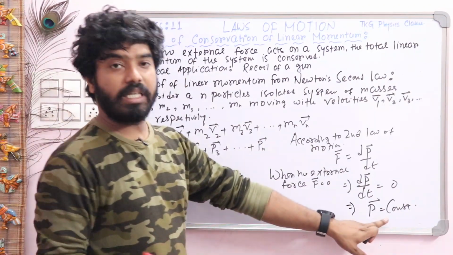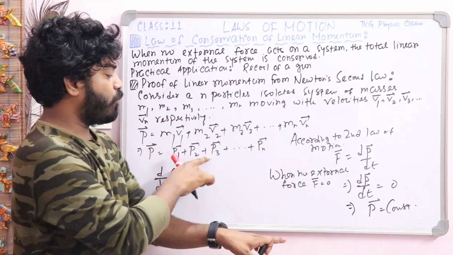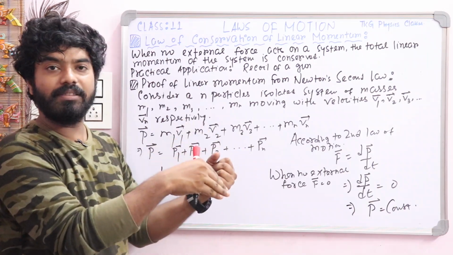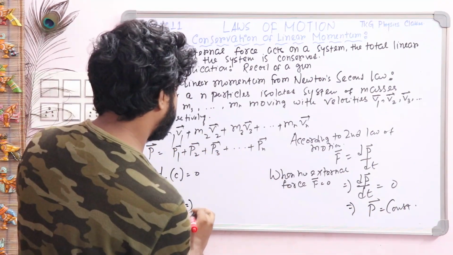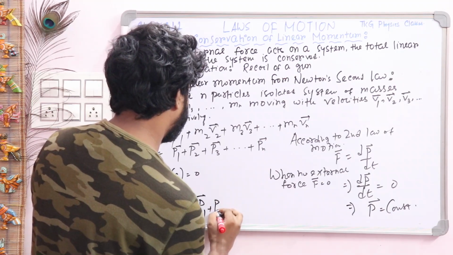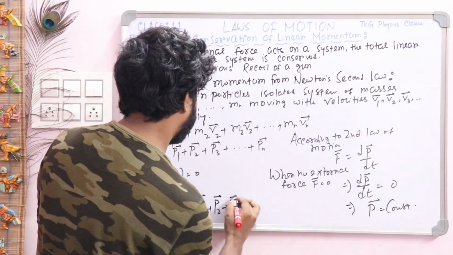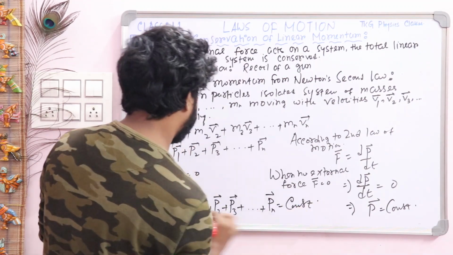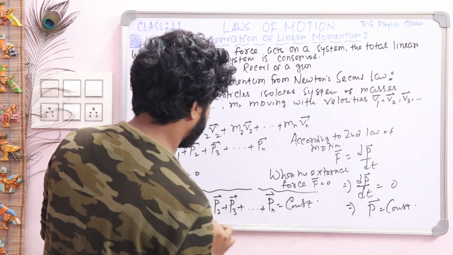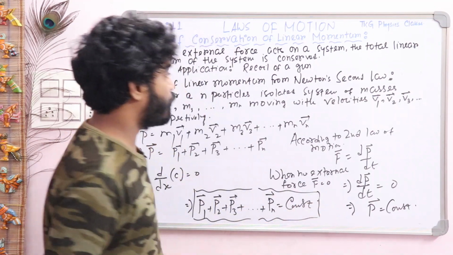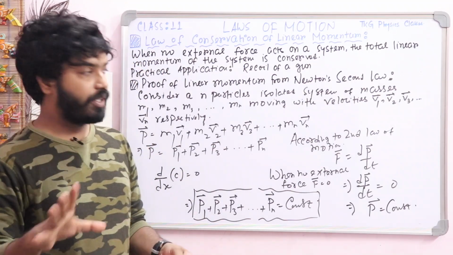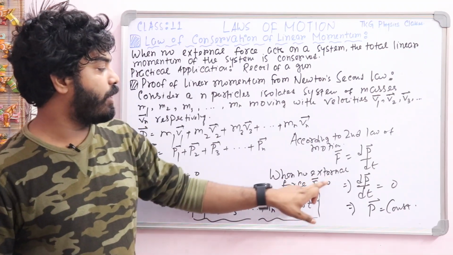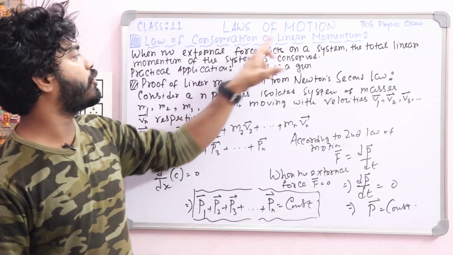When p is equal to constant, you know p, that is p1 plus p2 plus p3 plus up to pn, is the total linear momentum of the n particle system. So from here you can write p1 plus p2 plus p3 plus up to pn is equal to constant, and this is the conservation law of linear momentum, which is proved from Newton's second law of motion. You see, the total momentum remains constant. When constant? When there is no external force. And this is the statement of the law of conservation of linear momentum.